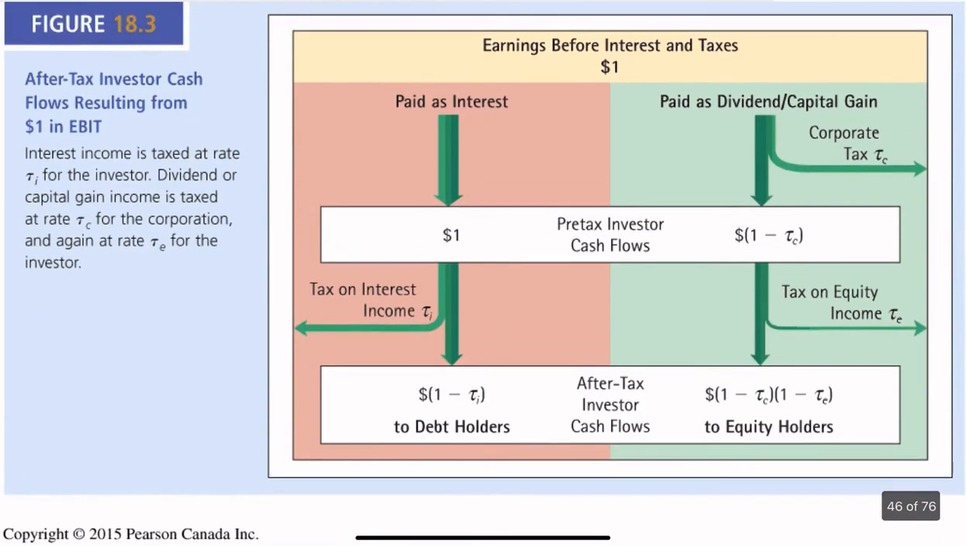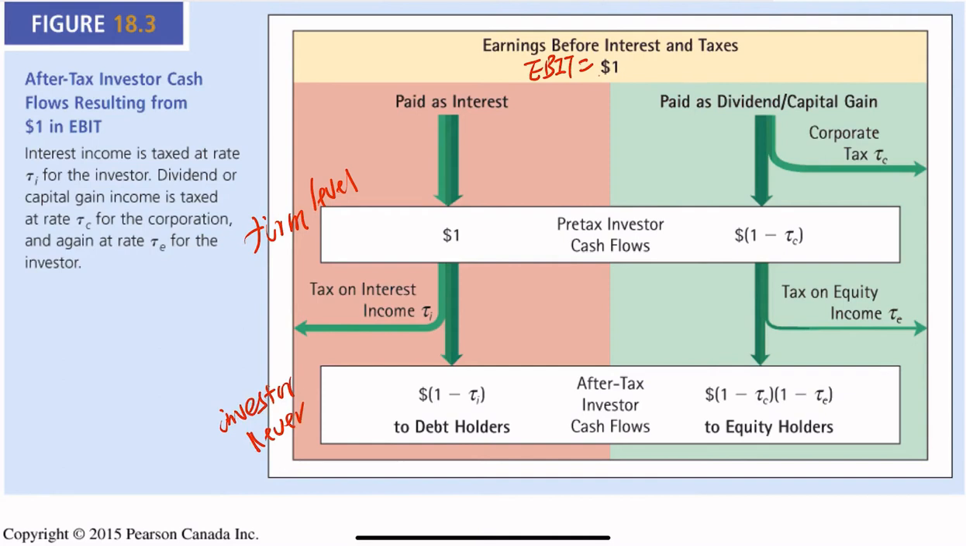So let's look at a very simple example. Let's say there's a firm. It has earnings before interest and taxes, which is 1 here. So EBIT is $1. And then there are 2 ways to pay out this EBIT. The first is to pay it out as interest income. So in this case, for the first row, we're talking about the firm level. Here we are talking about the investor level.